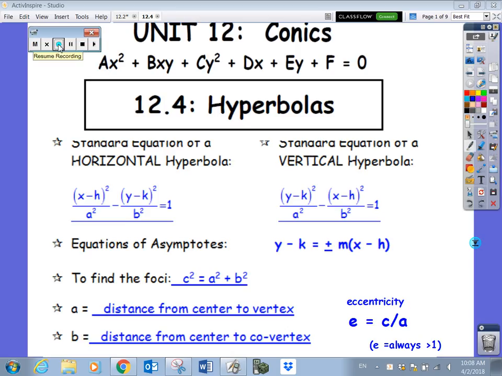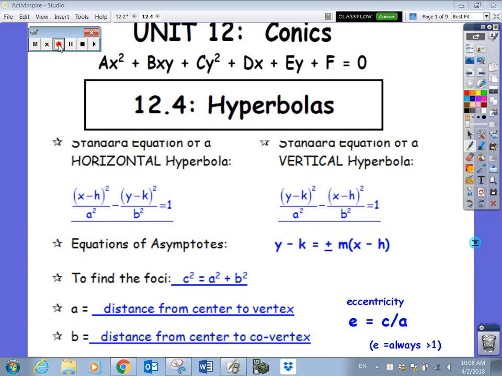This main equation up here at the top, we've talked about that on each of the conics we've done. Circles, we said that A and C must both be positive and the same number. For ellipses, A and C must both be positive but different numbers. And then today, for hyperbolas, A and C must be different signs.